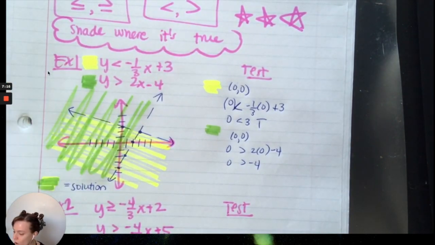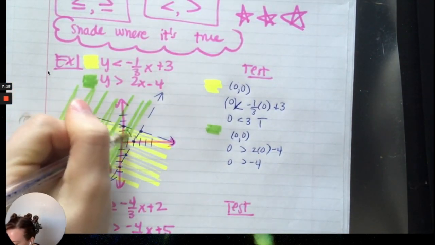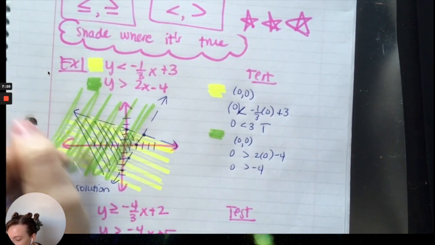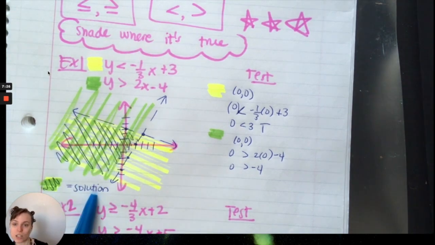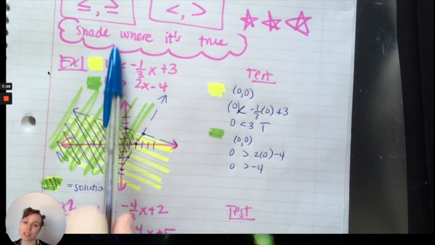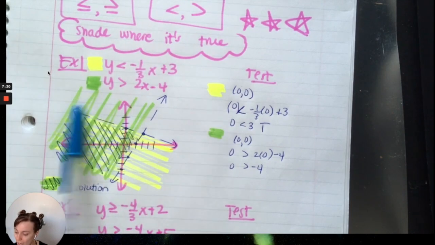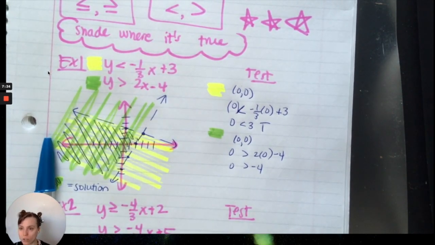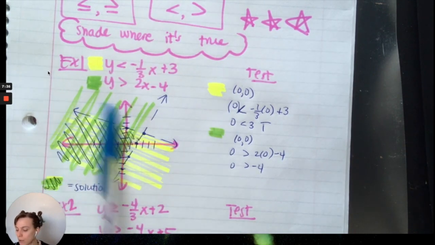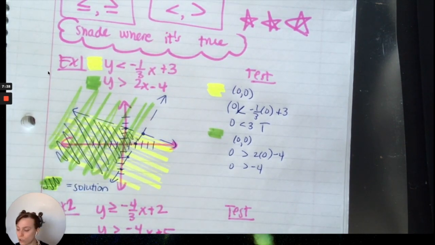Okay, and then if you wanted to make it more precise, you could just shade in pen that is my solution area. So any coordinate in this area is going to be a solution to this system. Okay, the green area will be a solution to only the second inequality, and the yellow area is only a solution to the first inequality, but where they overlap will be a solution to both.